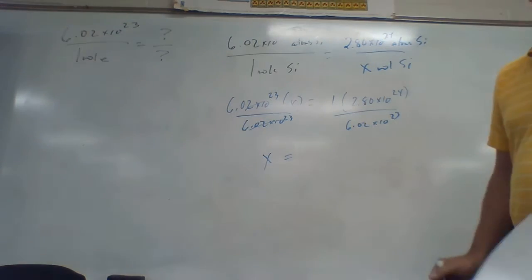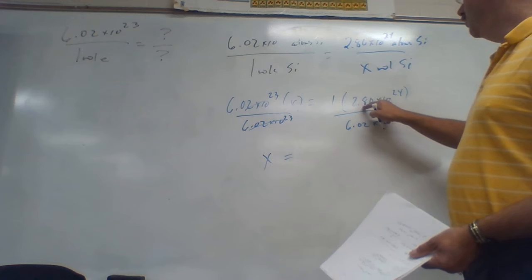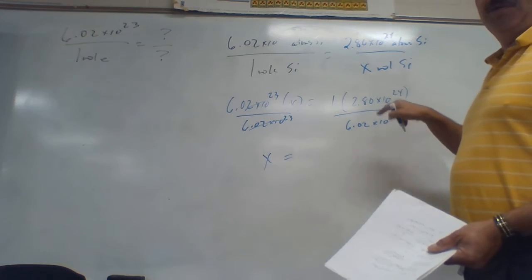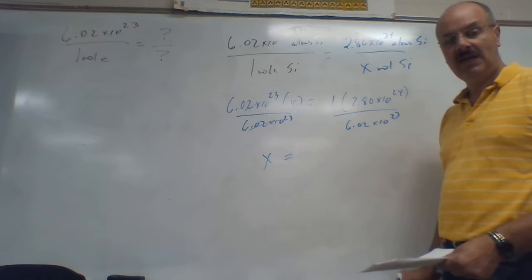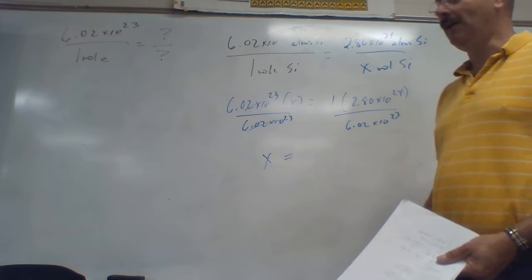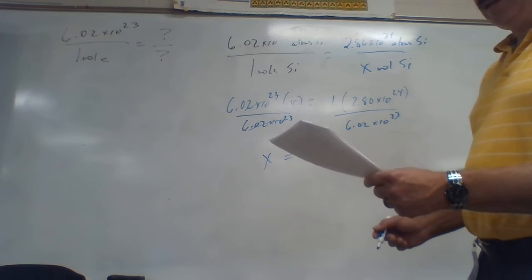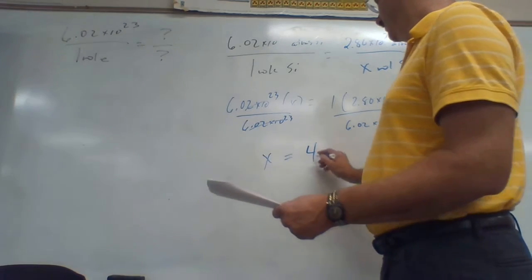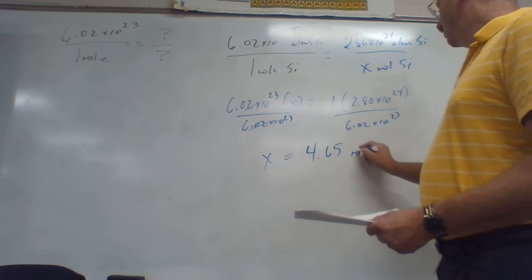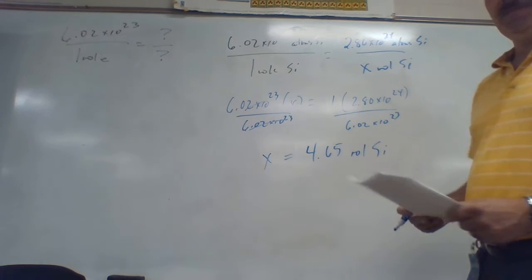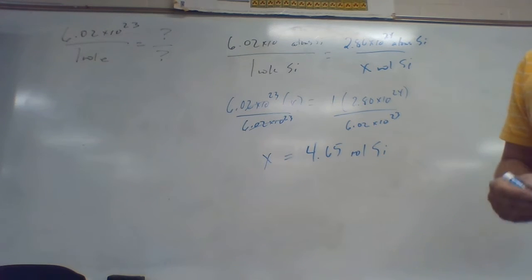And if you type this stuff in, remember, in order to type this in, you're going to go 2.80 exp 24. Don't type in times 10. The exp button is the times 10. So you type that in, and you should end up with an answer of 4.65. And what were you trying to find out? We were trying to find out moles of silicon. So that's the first answer.